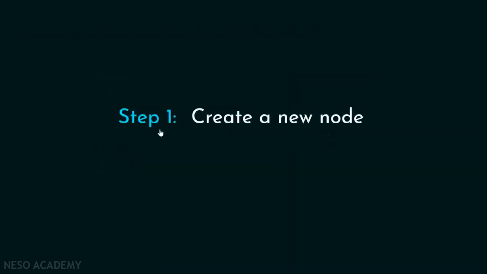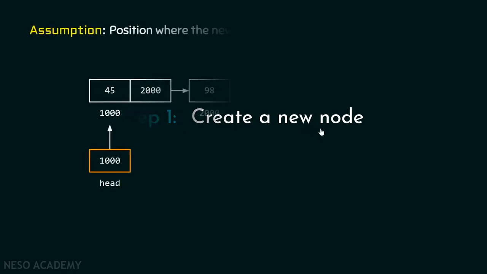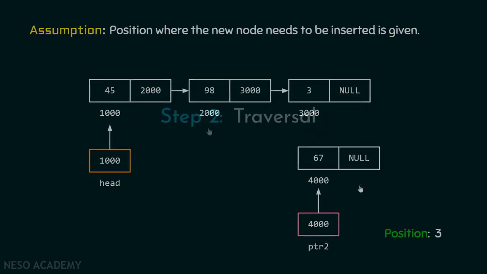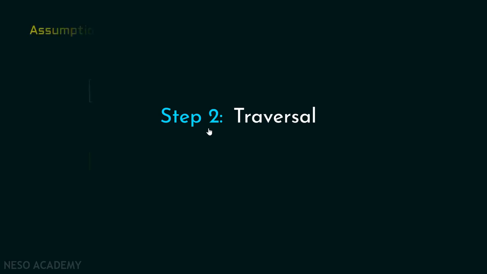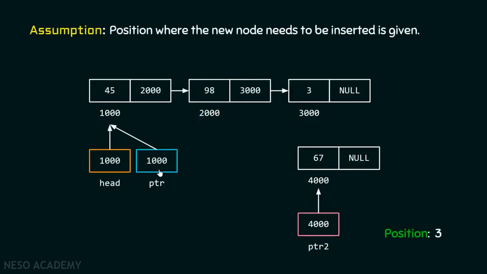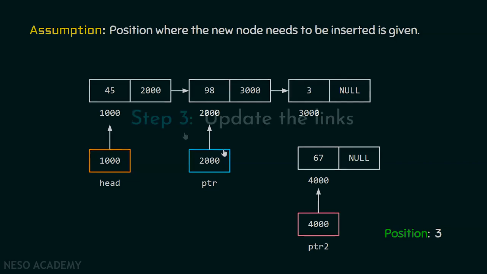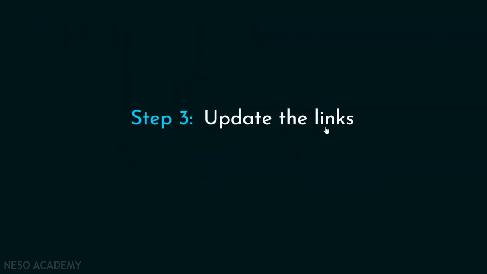For this purpose, the first step is to create a new node. Obviously, we need to create a new node, and after that, step 2 is to traverse the list. For this purpose, I have created this pointer PTR, which will do our job of traversing the list. Here, we will move our pointer to the second position of this list, just before the position where we want to insert our new node. So the pointer will move just one position forward. After this, step 3 is to update the links.